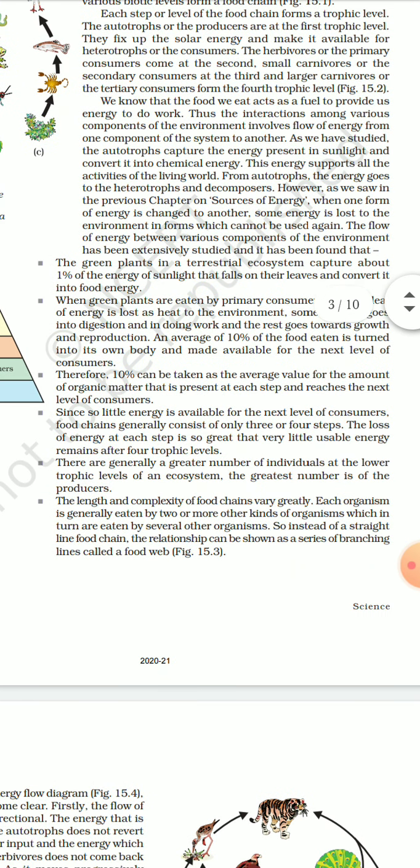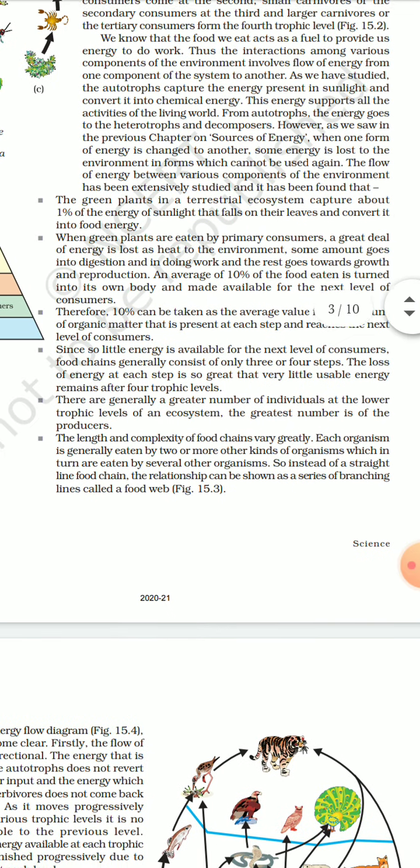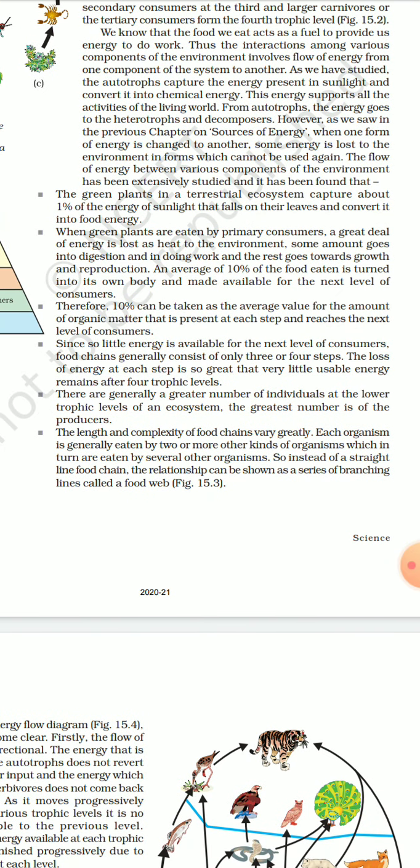Since so little energy is available for the next level of consumers, a food chain generally consists of only 3 to 4 steps. As we see, the average is so small that the food chain cannot have more than 3 to 4 consumers. So the loss of energy at each step is so great that very little usable energy remains after 4 trophic levels. And there are generally a greater number of individuals at the lower trophic level of an ecosystem, and the greatest number is of the producers. The length and the complexity of the food chains vary greatly.